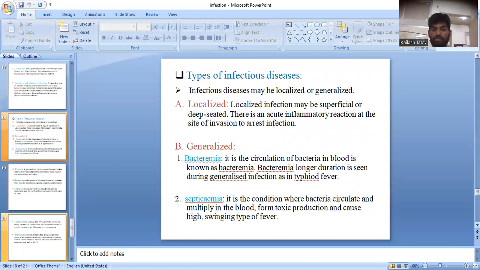Types of infectious disease. Infectious disease may be localized or generalized. Localized infection may be superficial or deep-seated. There is an acute inflammatory reaction at the site of invasion to arrest infection.